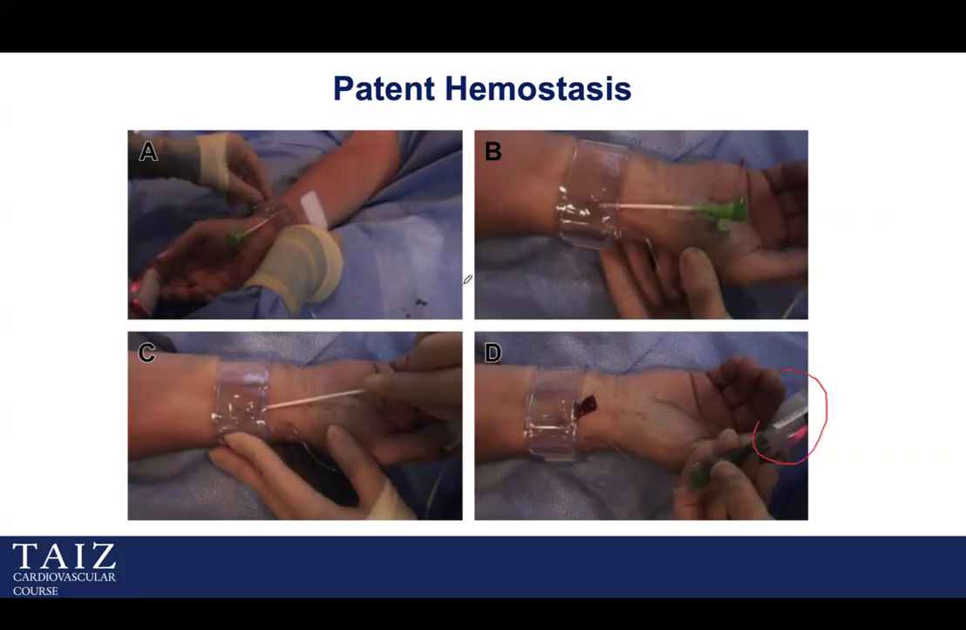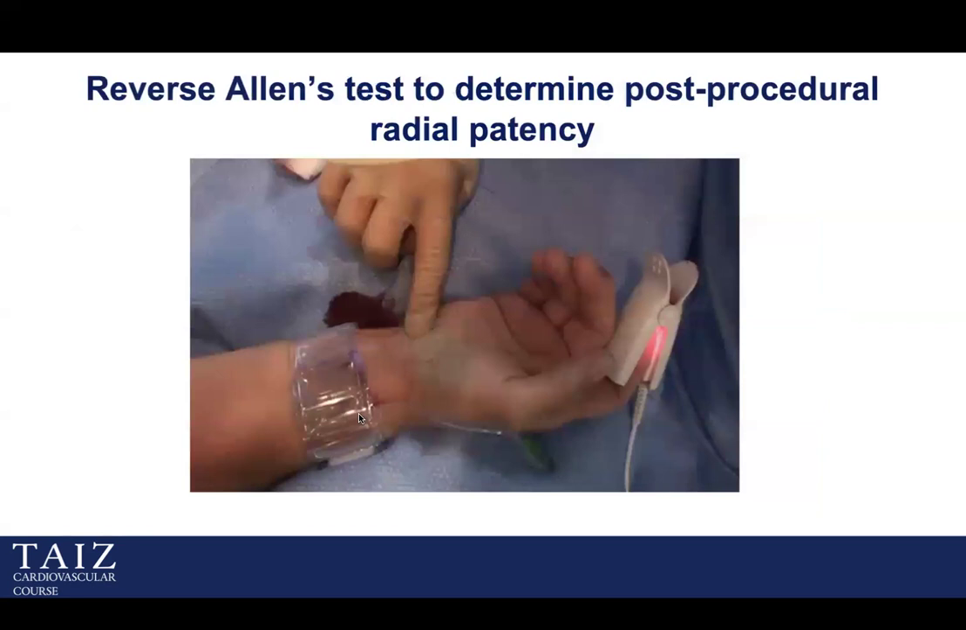So you connect the index finger to a pulse ox. If you inflated the balloon fully, you will see no waveform in the index finger on the pulse ox. Then you start deflating the balloon slowly until you see a waveform in the pulse ox. That means there is some flow going through the radial. It's not occluded completely, but it's not bleeding. And that's what we mean by patent hemostasis. This is what we do for radials.